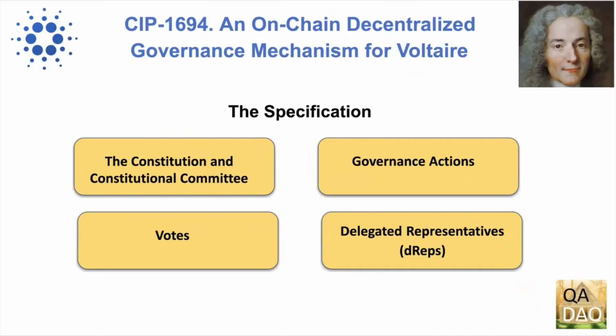The specification. The current CIP-1694 specification draft, as of February 2023, is divided into four main sections: Constitution and the Constitutional Committee, which gives an overview of the combined governance group and its remit; governance actions, which detail the different types of on-chain events that are governance actions; votes, which provide details of vote transactions, the life cycle of on-chain governance states, and epoch boundaries; and finally, Delegated representatives, or DReps, which provides detail on DRep registration and retirement certificates, a vote delegation certificate, a new stake distribution for DReps, and changes to the existing ledger rules.